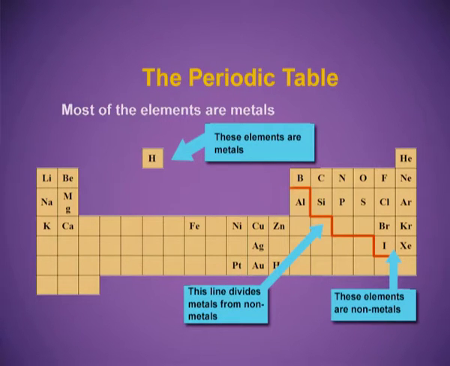This line divides metals from the non-metals. These are all metals. You can see very well that S and D block are all metals. And the pink arrows show that the right hand side of the periodic table has all non-metals.